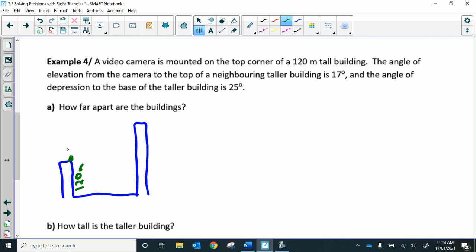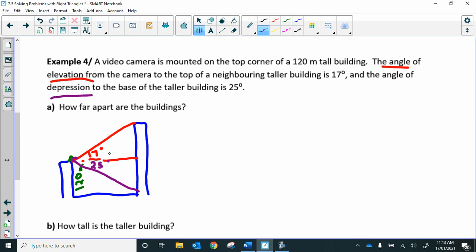The angle of elevation from the camera to the top of the other building is 17 degrees. So if I connect these two, this camera is looking up. So elevation is from the horizontal looking up. That is going to be 17 degrees in this little triangle here. And the angle of depression to the base of the taller building is 25 degrees. So if we look from that camera to the base of the taller building, the angle of depression, which again is from the horizontal looking down, is 25 degrees.